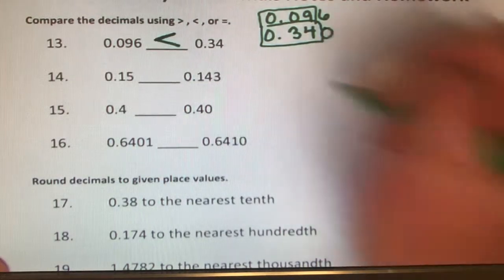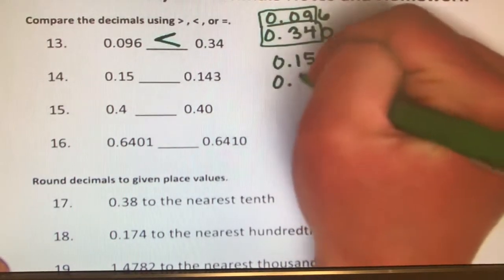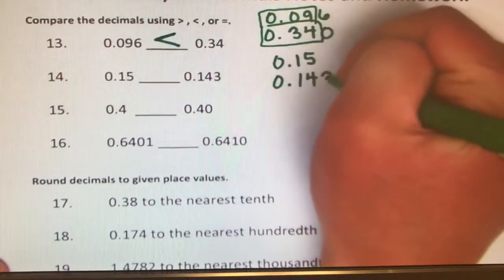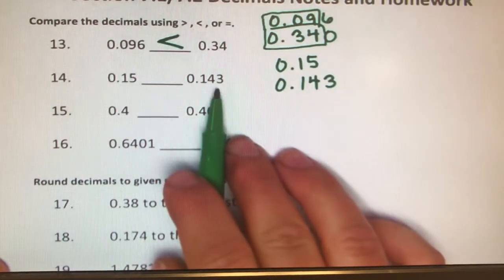On number 14, we have 15 hundredths compared to 143 thousandths. And kind of the same thing here. Sometimes people think since this has 3 digits that it's the bigger number.